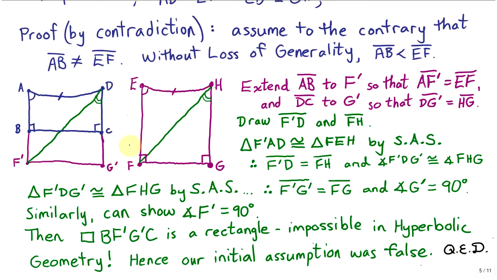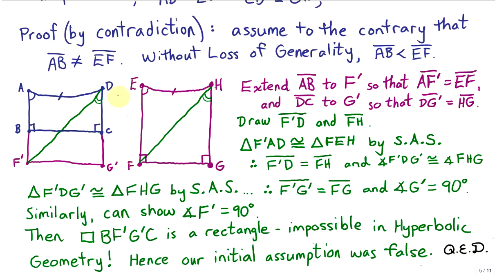F prime A is equal to FE by construction. By hypothesis, the angle at A is equal to the angle at E, and also by hypothesis, the summit side AD is equal to the summit side EH. Then, since corresponding parts are congruent, we know that F prime D is equal to FH, and also these angles, F prime D G prime and FHG, are also equal. This in turn leads us to a second pair of congruent triangles, the triangle F prime D G prime and FHG are also congruent, once again by side angle side.